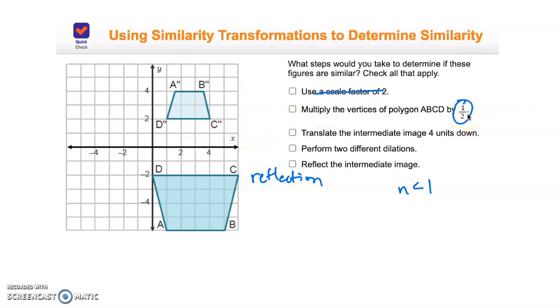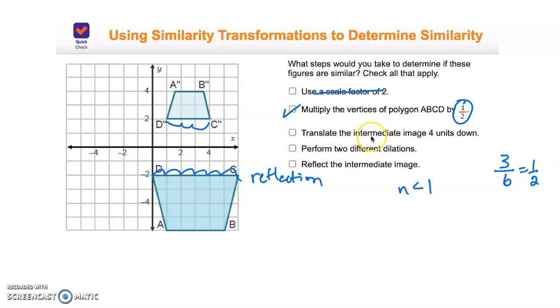Let's check this 1/2. The way I'm going to check the 1/2 is because the sides are going to be proportional as well. So DC, I can see, is 1, 2, 3 units. And then my original DC was 1, 2, 3, 4, 5, 6 units, which reduces to 1/2. So I know my scale factor is going to be 1/2. So we could multiply the vertices of this polygon to get a smaller image.